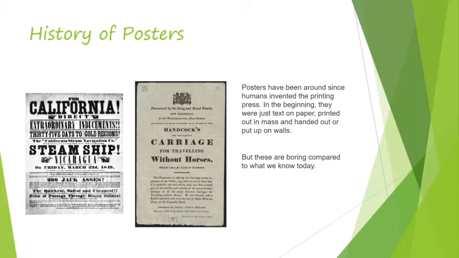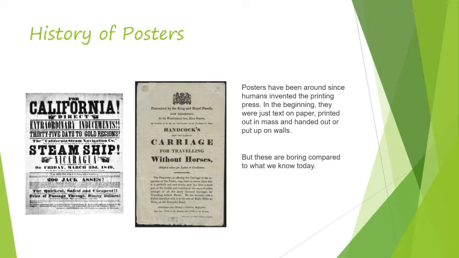So you can see that there are two examples here. One says, "For California, direct." It's about the gold rush that happened back in 1849. And the other one is an advertisement for a carriage service without horses. Ooh, do you know what that means? It actually means it was an automobile. So these were old-fashioned posters.